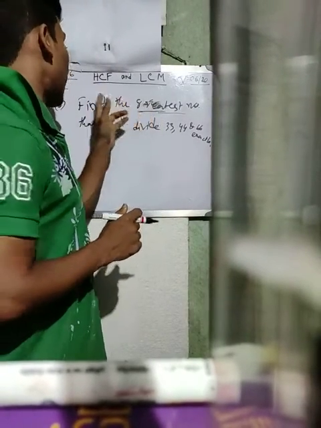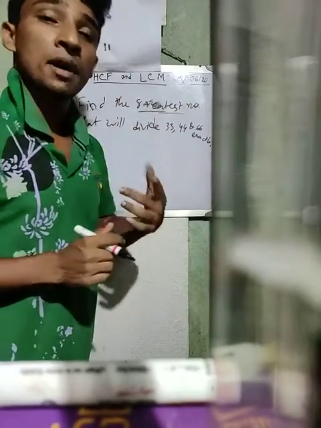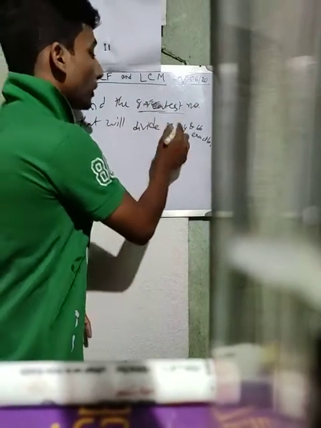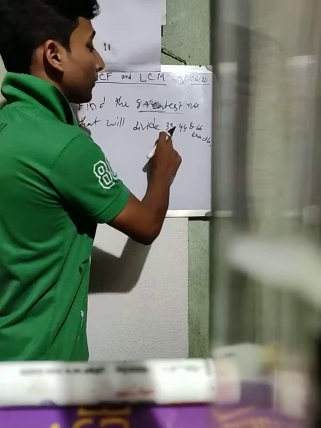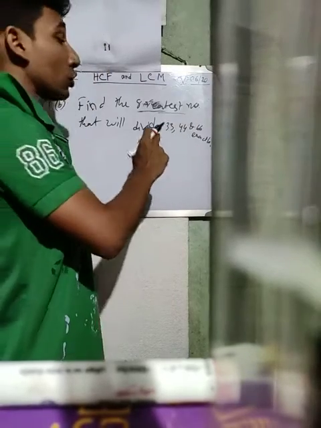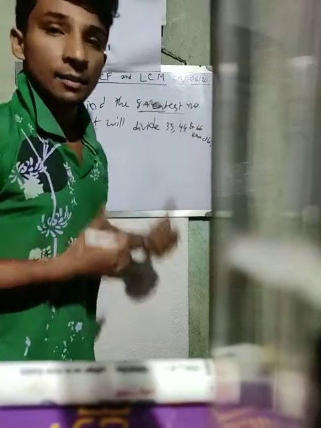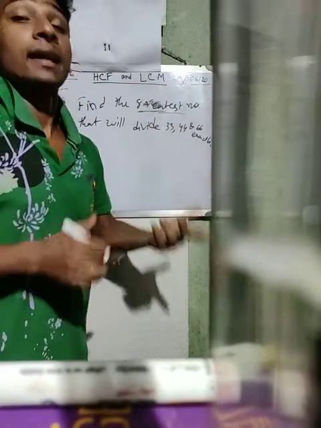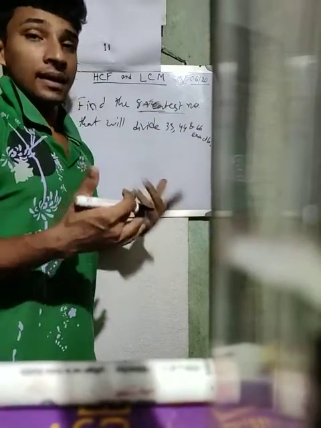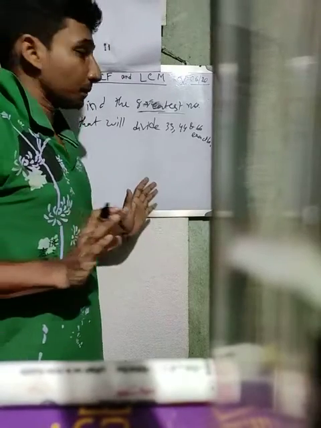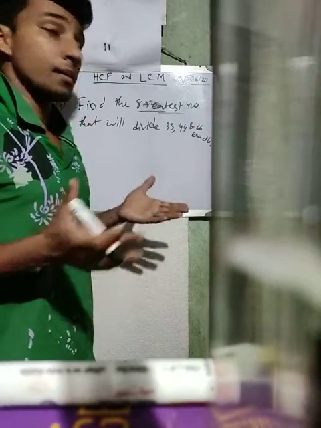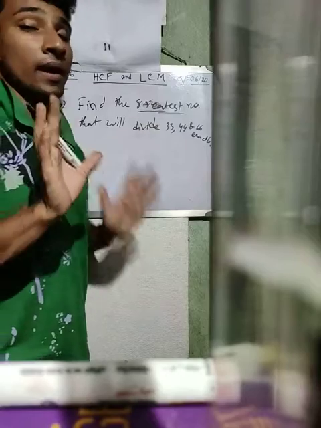So now find the greatest number. That number must be a divisor. We have to divide 33, 44, 66. So these are the dividends, and we have to find the divisor. So greatest divisor means HCF. Greatest common divisor means HCF. So you can understand easily. You have to find HCF.